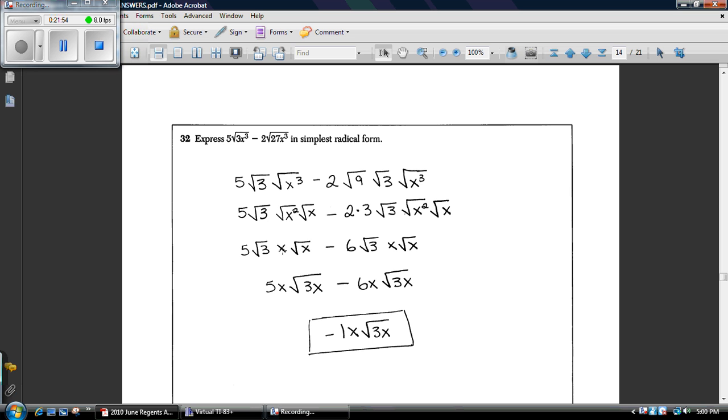So it's like 5x rad 3x. And over here, square root of 9 is 3, x cubed. Breaking that up into x squared times x, square root of x squared is x. There you go. 5x minus 6x is negative 1x.